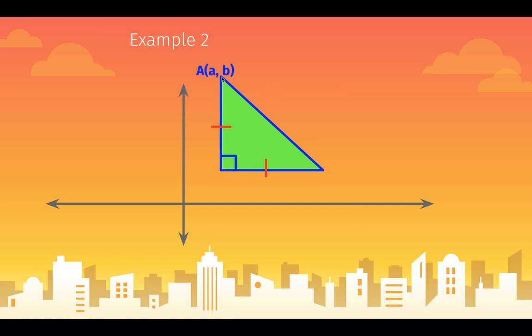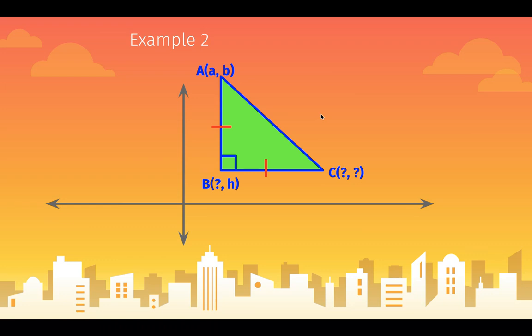We're given the coordinates of this vertex A. They are a comma b. For point B, this vertex here, we're given its y-coordinate, but we need to solve for its x-coordinate. What do you think its x-coordinate is going to be? Yeah, it's just going to have the same x-coordinate as up here, point A.